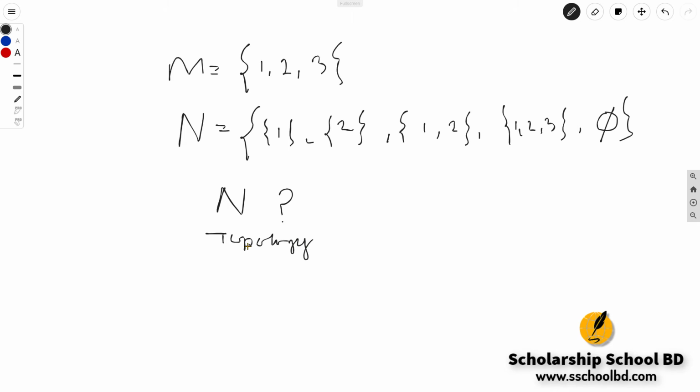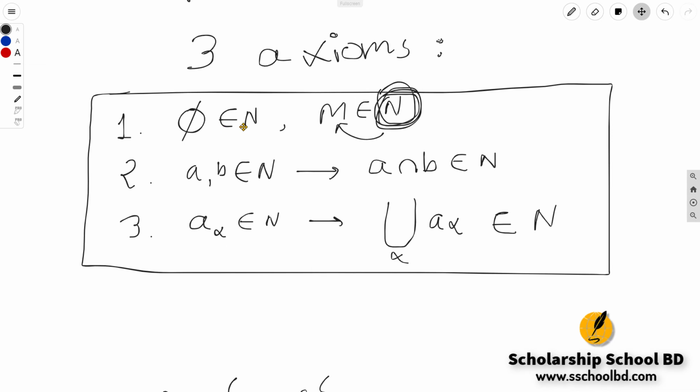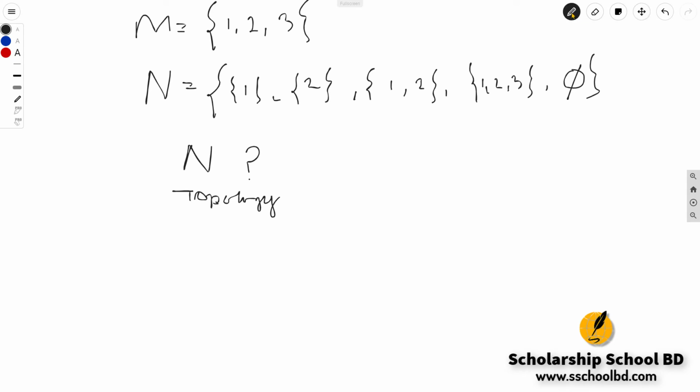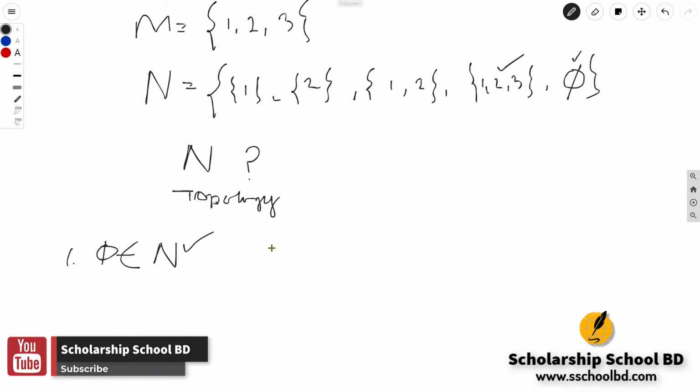Let's check the axioms one by one. The first axiom states that the phi set must be present in n and M must be present in n. Let's check this condition. Is the phi set inside n? Yes, the phi set is inside n. Is M a member of n or not? M is {1, 2, 3}. Is this present in n? Yes, this is present in n. So our first axiom, which states that phi is a member of n, is satisfied. It also states that M should be a member of n, and that is also satisfied. So our first axiom is totally satisfied.